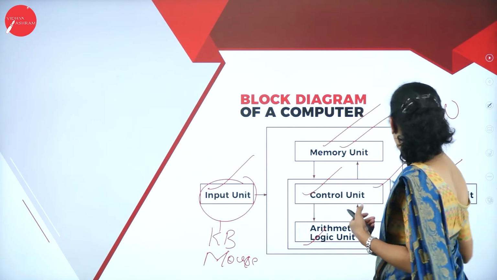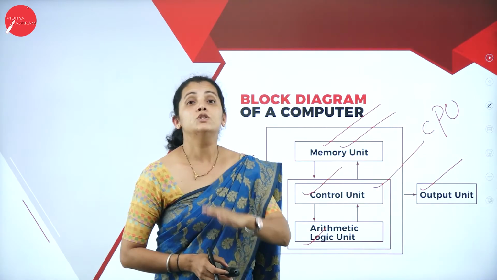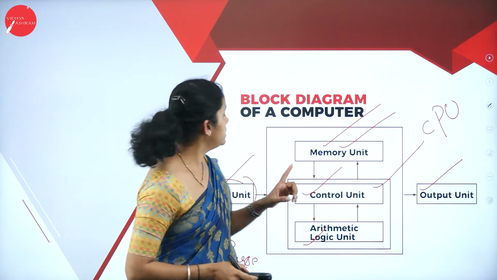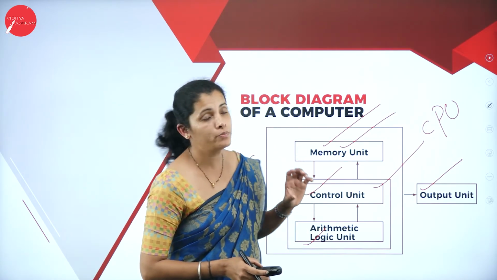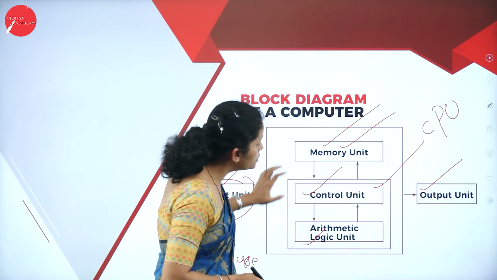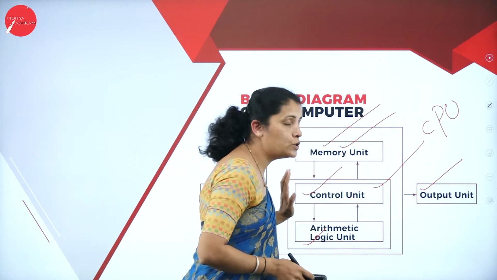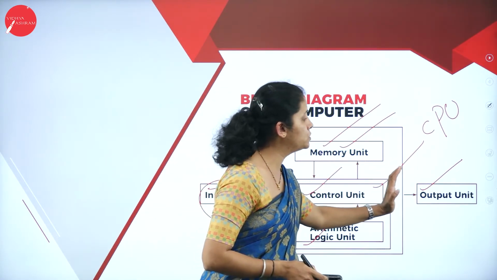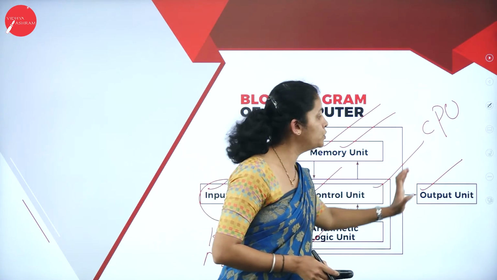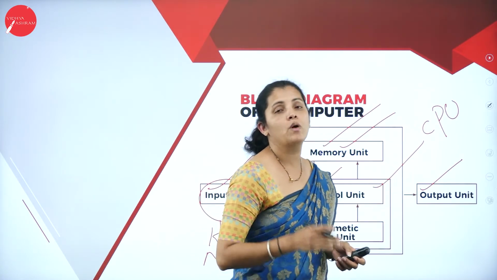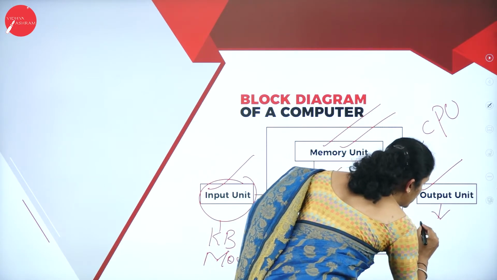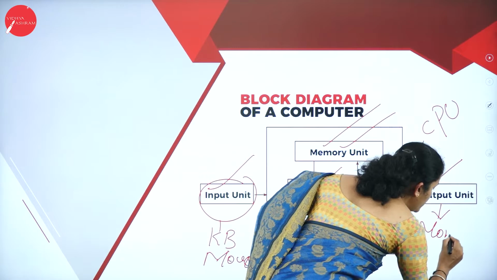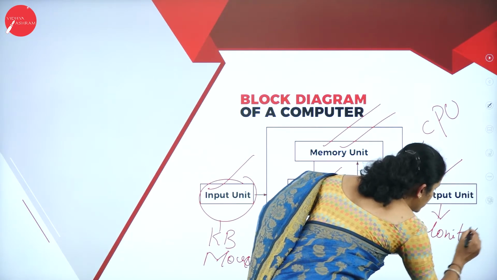Then we are going to have the output unit. So we know that a computer is an electronic device which accepts input from the input device, processes all the data and produces output to the user. So to produce the output to the user, we are going to have the output unit. The best examples for output unit are monitor, printer, etc.